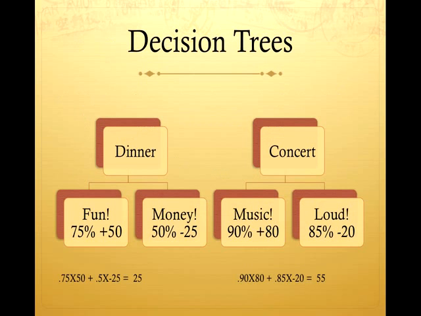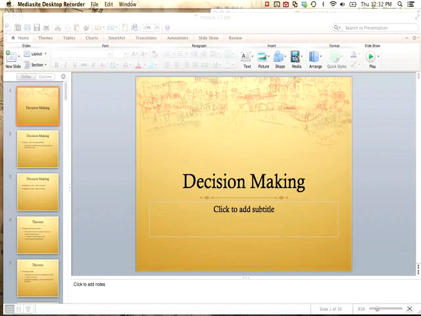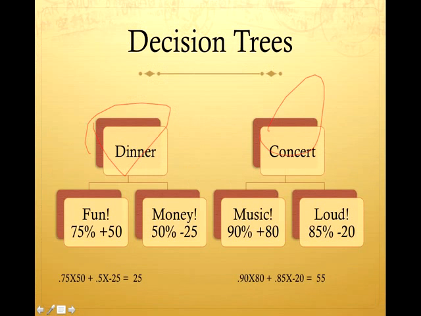So what we've got here are our different choices. These are the alternatives: dinner, concert. I have my two outcomes. It's fun or it costs money. And it's music or it's too loud. The percentages, remember, are the estimates of the likelihood of it happening. That's beliefs. The positive or negative component on each one is the consequence. So I weigh fun as positive, spending money as a negative, music as a positive, loud as a negative.